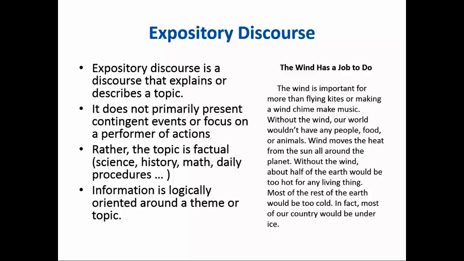Expository discourse is a discourse that explains or describes a topic. So if we look at our example, the wind is important for more than flying kites or making a wind chime to make music. Without the wind, our world wouldn't have any people, food, or animals. It does not primarily present contingent events or focus on a performer of actions as narrative would. So narrative focuses on the person performing the actions.